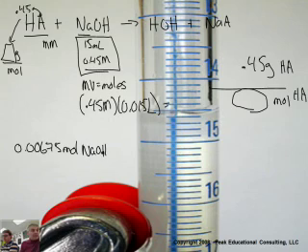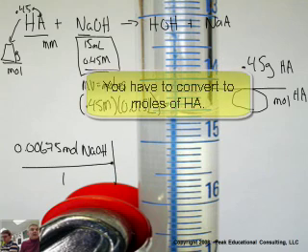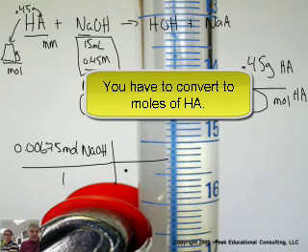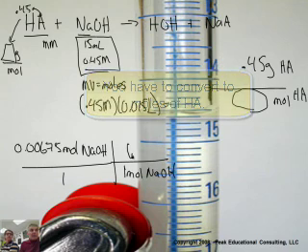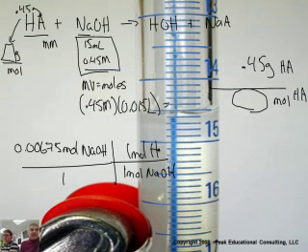I don't want moles of NaOH. I want moles of HA. Then I say 1 mole of NaOH is 1 mole of HA. Now, we've picked reactions that are all 1-to-1. Realistically, that's not always the case. That's just the way these reactions happened, so that's a little bit of a misnomer. But I don't need a calculator.